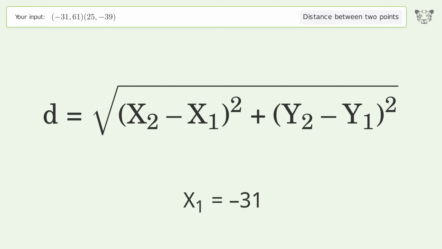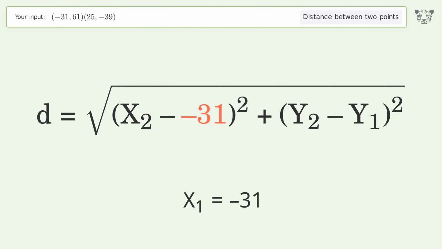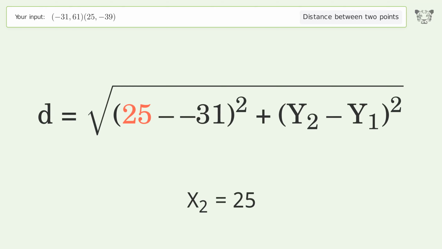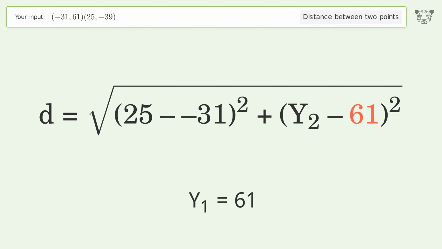x1 equals -31. x2 equals 25. y1 equals 61. y2 equals -39.